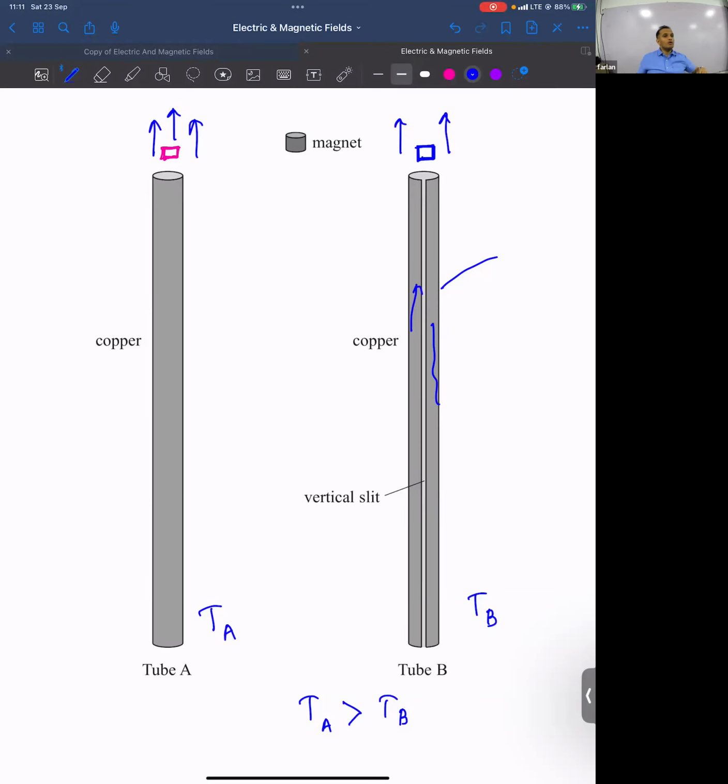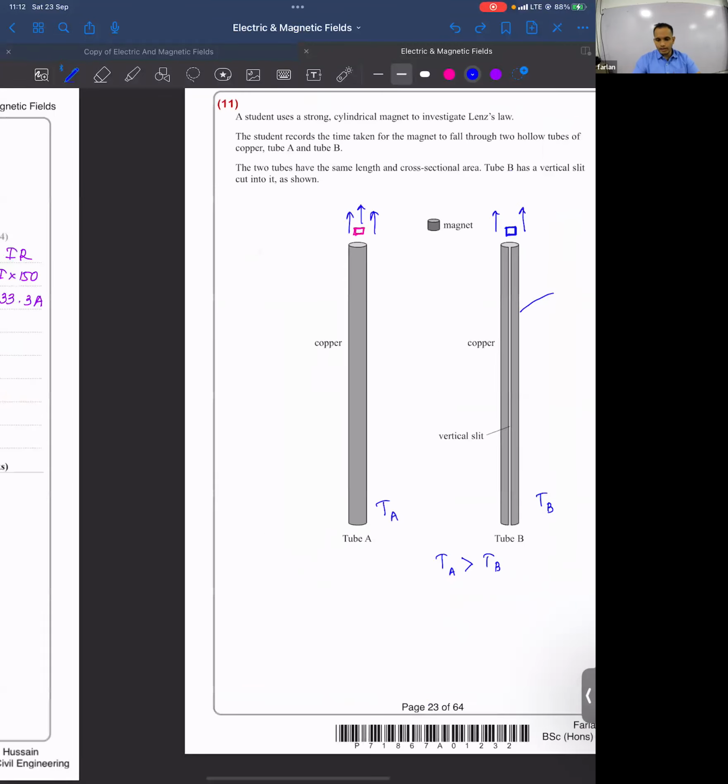You actually call that eddy currents. What currents? Eddy currents. Due to the difference in the voltage at different points, there will be many small currents inside them. You call that eddy current. You don't have to use the word eddy. Right? Fine. Right?